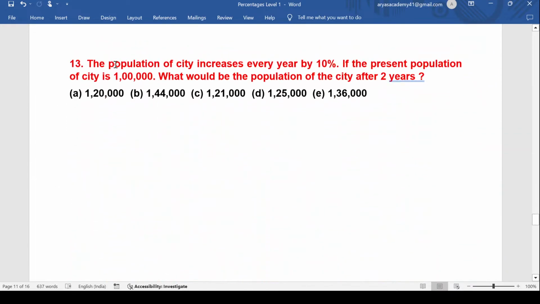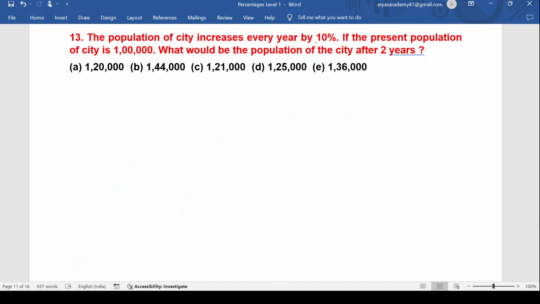Next, question number 13. The population of a city increases every year by 10%. It's a very direct question. I have already made a video on this particular model. So the population of a city increases every year by 10%. You don't know what the original percent is, it is always 100. And it has been very clearly mentioned, present population is 1 lakh. So present population is 1 lakh means 100% is what? 1 lakh. 100% is 1 lakh.